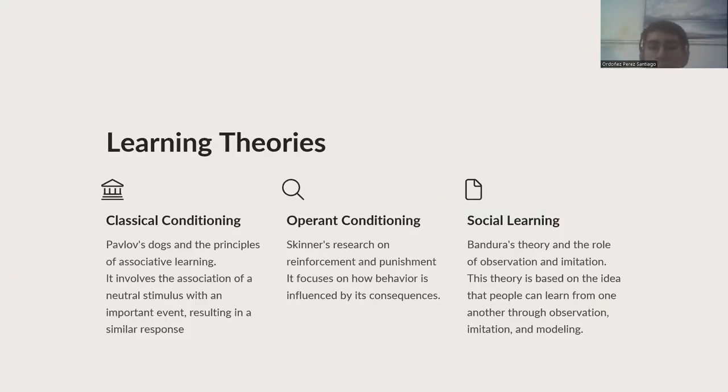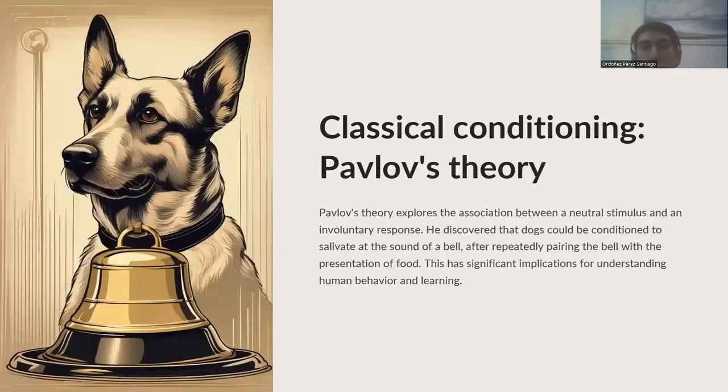Then we have the Skinner research that is based on reinforcement and punishment. So basically, the idea is that it focuses on how behavior is influenced by its own consequences, right? And then social learning is Bandura's theory and the role of observation and imitation. This one is kind of more recent, and this theory is based on the idea that people can learn from another person through observation, imitation, and modeling. Those are the factors. Okay, let's move on with the first one, that is classical conditioning.